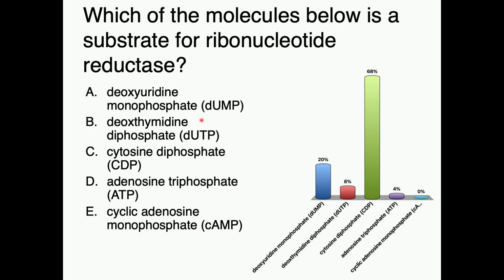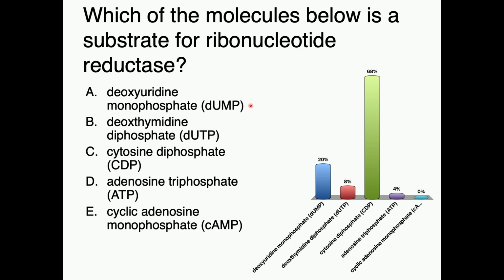Now let's consider answer A. What if answer A was deoxyuridine diphosphate? Would that make it a correct answer? No? Why not? Right. Good, because it's already a deoxy. And a deoxynucleotide, that's a product of ribonucleotide reductase, not a substrate. Everybody clear on that?